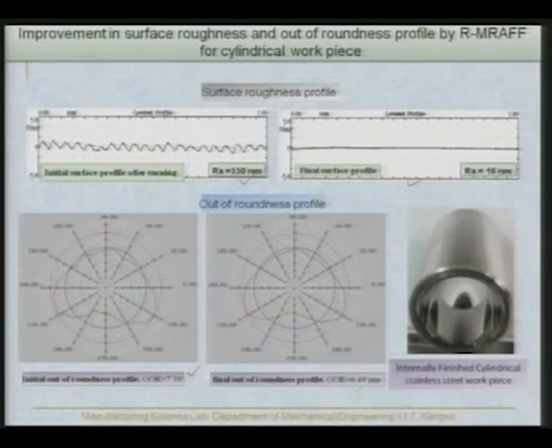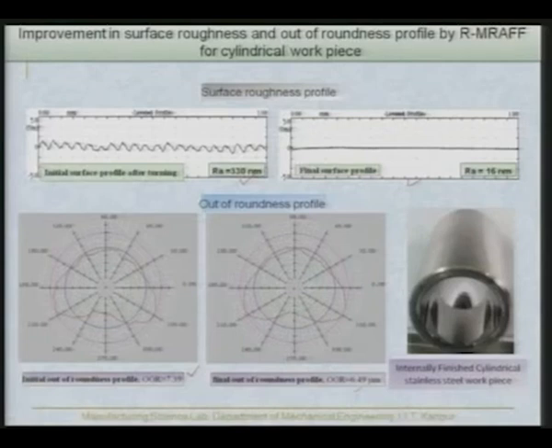So, although there was not substantial improvement, there was a difference of 1 micron out of roundness reduction, but if this process is optimized for improving out of roundness, I am confident that this 6.49 will further substantially reduce.